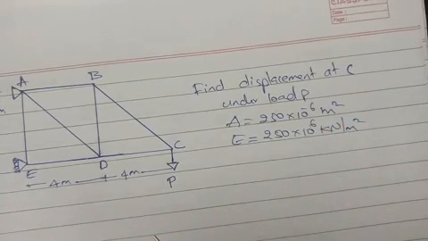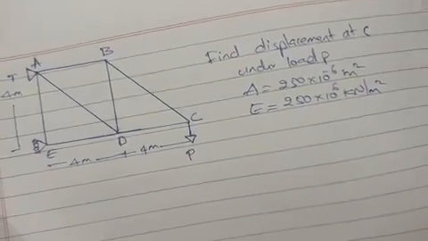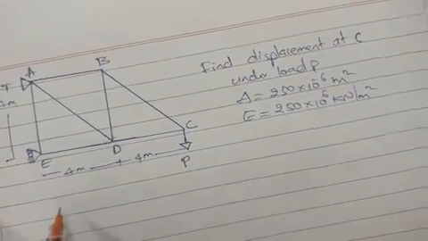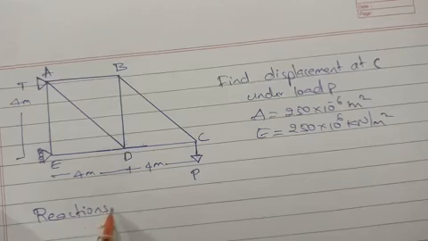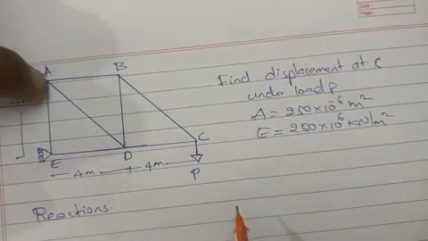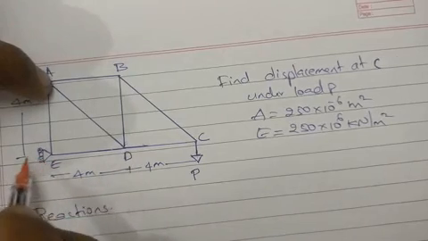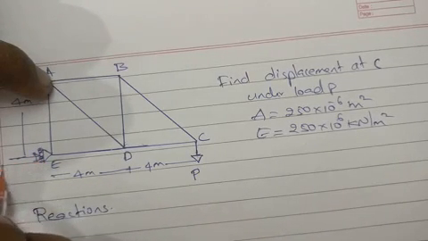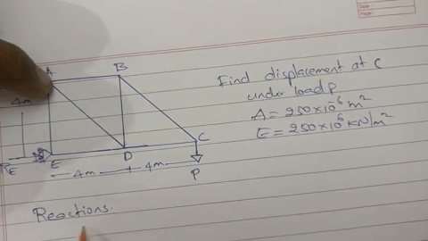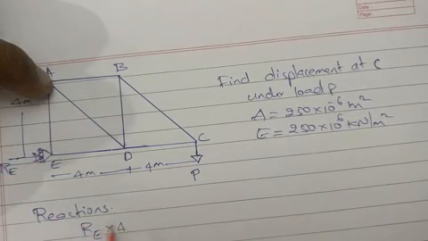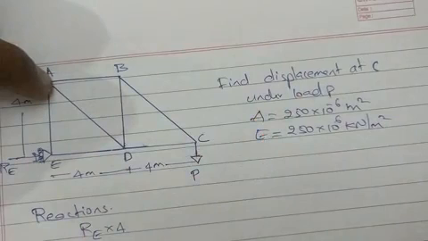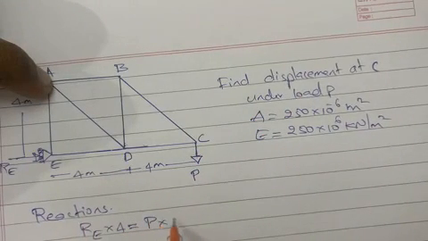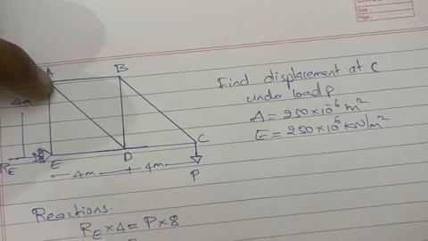So what we have to do here is first find out the reactions. Taking moment about A, RE into 4, this is this direction, and this is other direction, is equal to P into 8. Therefore RE is equal to 8P by 4, which will become 2P.